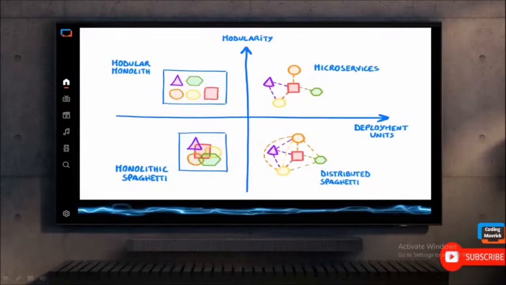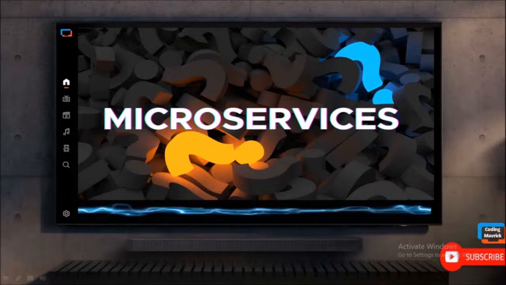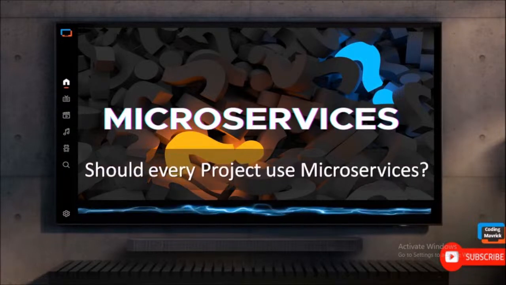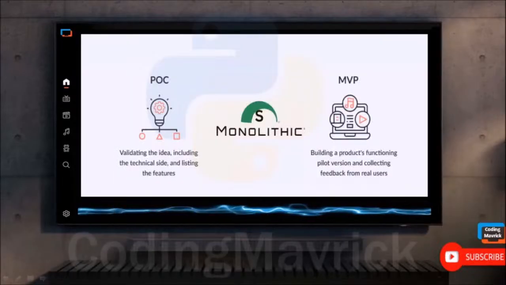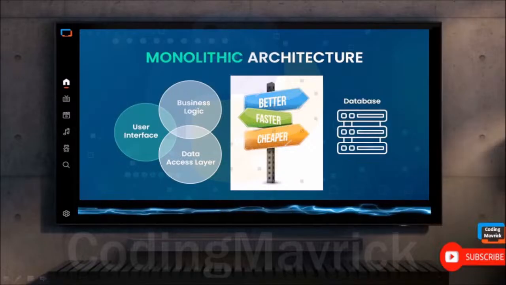So remember, microservices solve scaling and modularity problems, but they add operational complexity. You replace one big problem with many small manageable parts. Now viewers, here's a question I get all the time. Should every project use microservices? Absolutely not. If you are building an MVP, demo, or a small startup app, or a proof of concept, start with monolithic. It is faster, cheaper, and simpler.